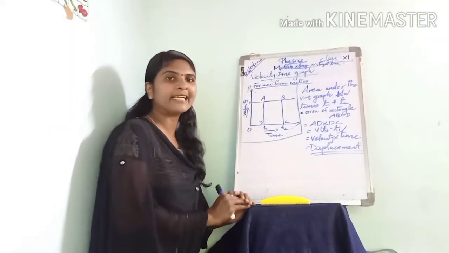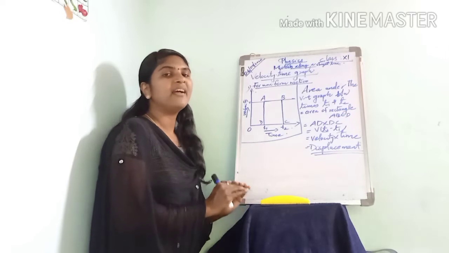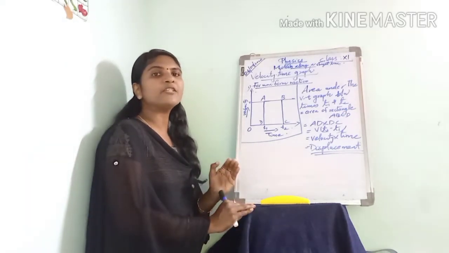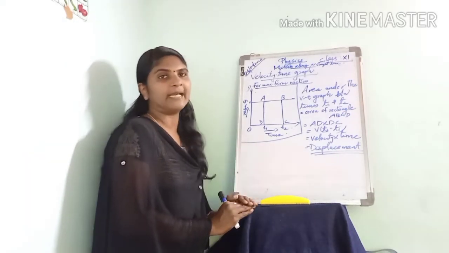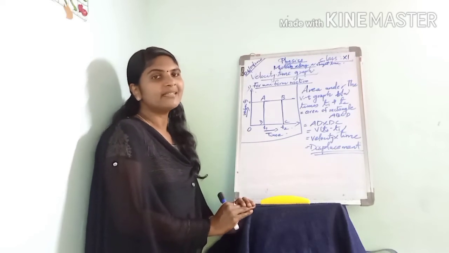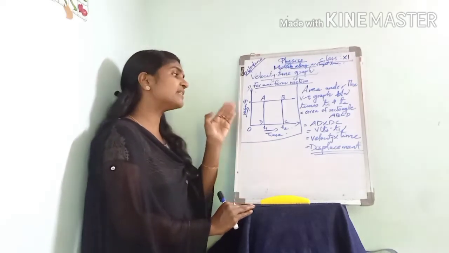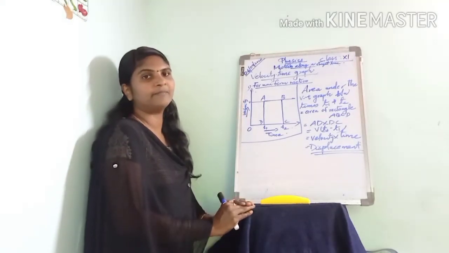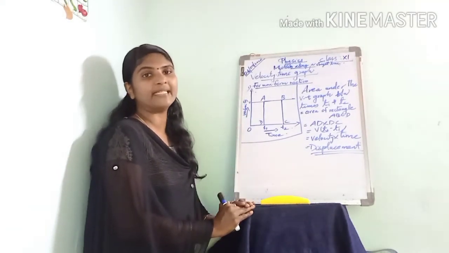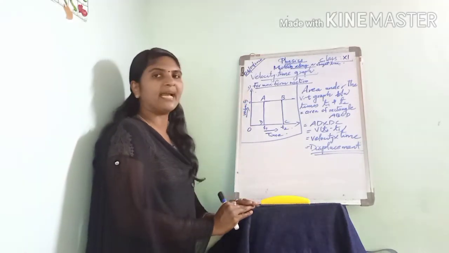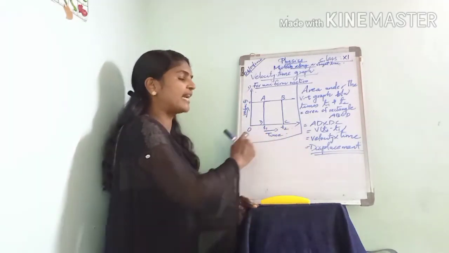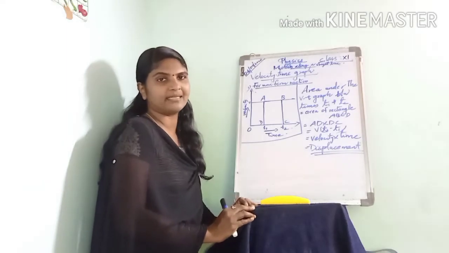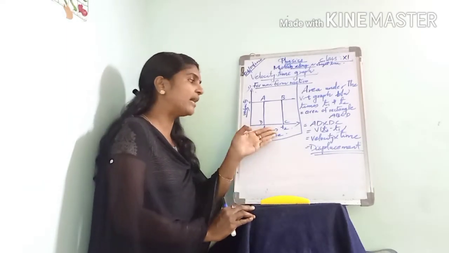What is a velocity time graph? It shows the variation of velocity of a moving object with the time. That is the velocity time graph. To represent a velocity time graph, we take velocity along the y-axis because it is a dependent quantity, and the time is taken along the x-axis.